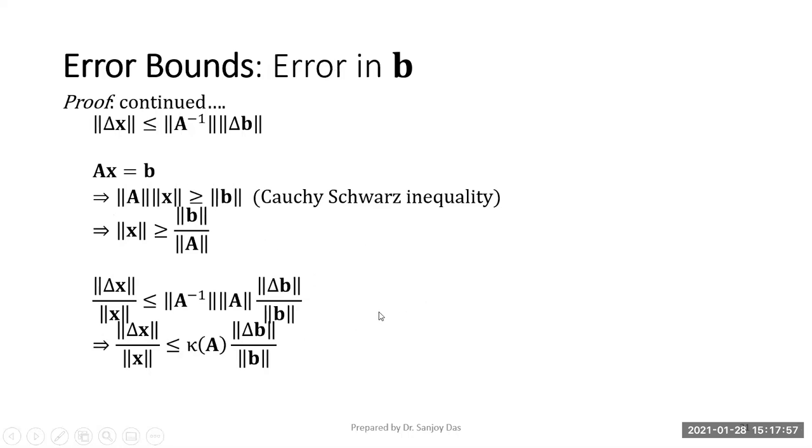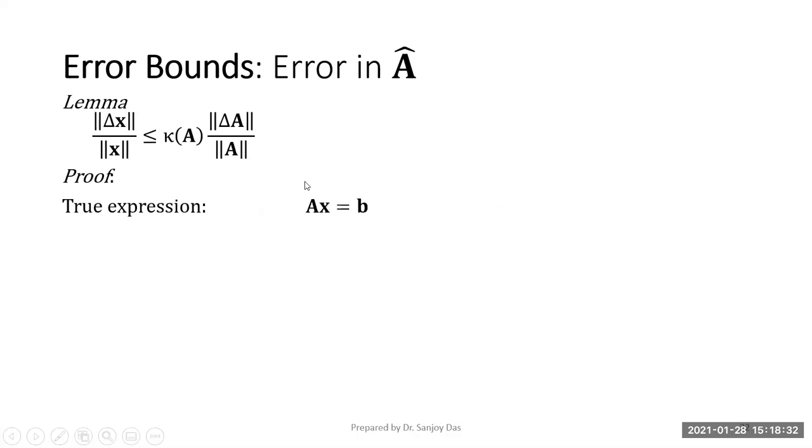And the reason I showed you the proof is so that you get familiar with the Cauchy-Schwarz inequality, using this inequality to establish bounds. What I would request you to do is look at the error in A. It's very simple again. So the lemma now is: the fractional error in X is upper bounded by the condition number of A times the fractional error in A, norm of delta A over norm of A. And we again begin with the true expression, which is this.